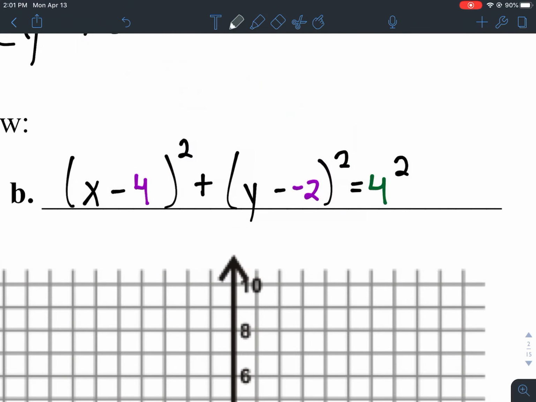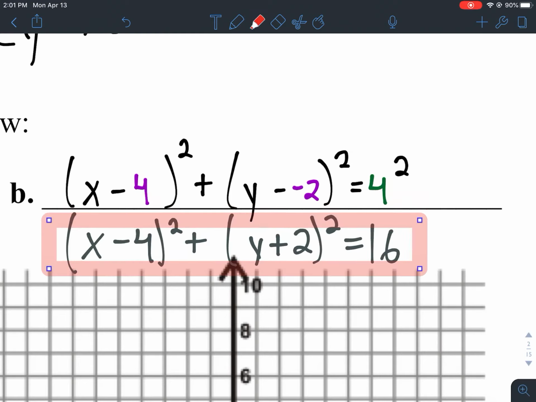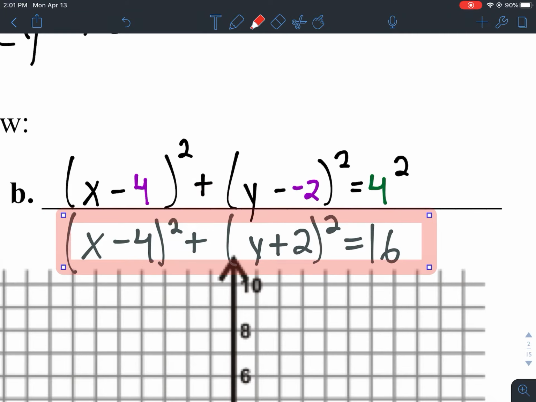So again, we can simplify this. X minus 4 squared plus y minus a -2 becomes positive. And then 4 squared is 16. So the equation of this circle is that right there.